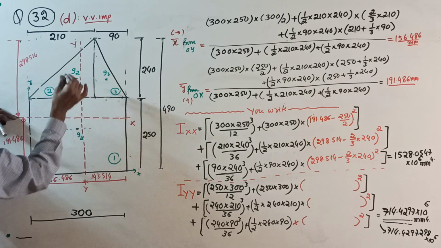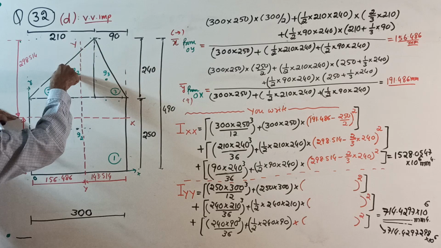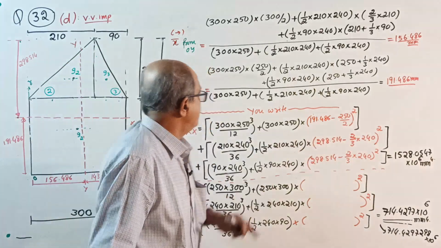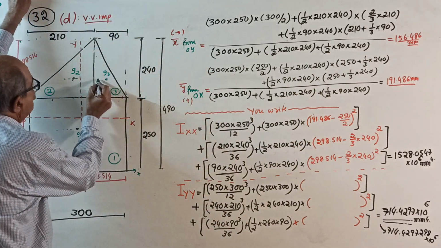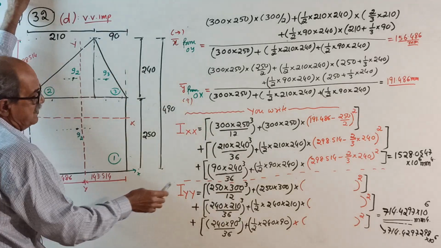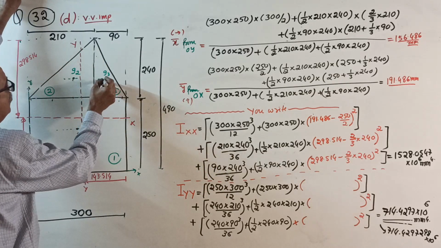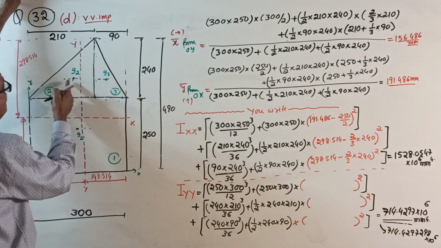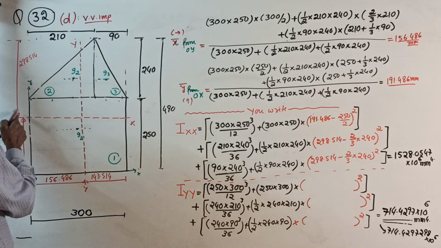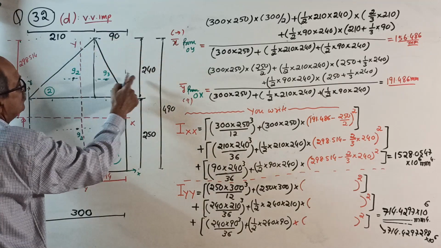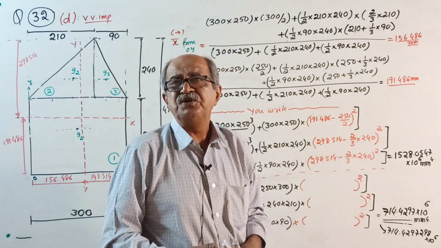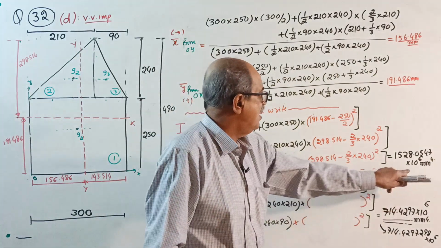We want this distance minus this distance, which is 2/3 of 240, whole square, plus I about its own centroidal axis, 90 into 240 cube by 36, plus area into this distance square. It is the same as that one. Why? This is 1/3, this also 1/3. So once again, 298.514 minus 2/3 of 240 whole square. IXX, you can make out all the 5 questions. IXX is the same. Answer over.